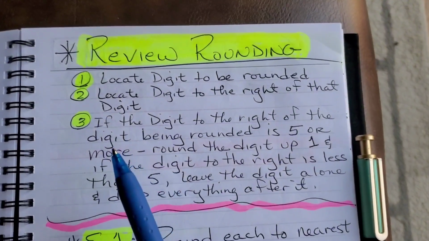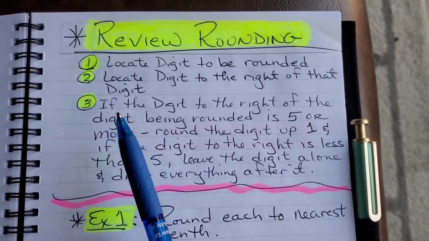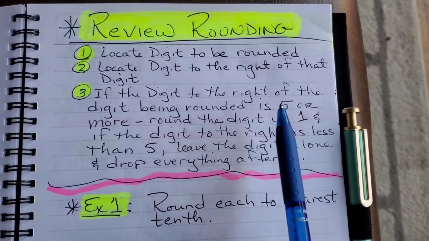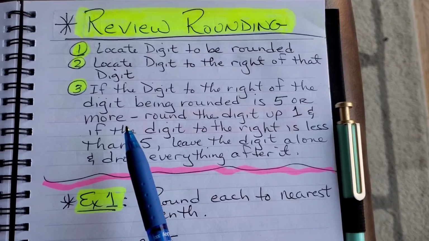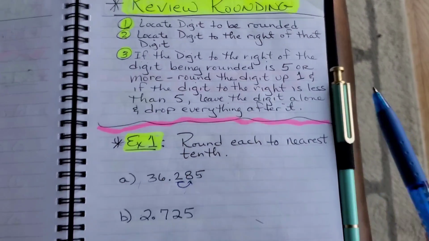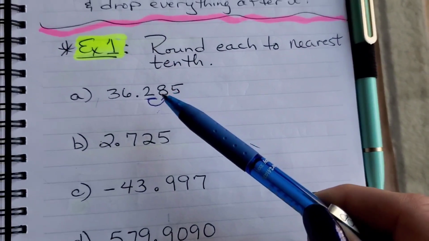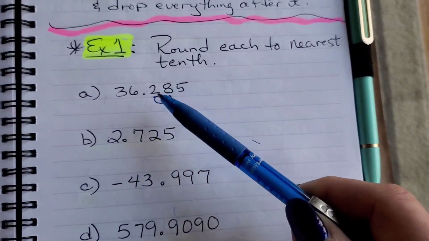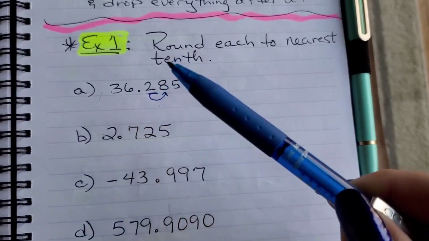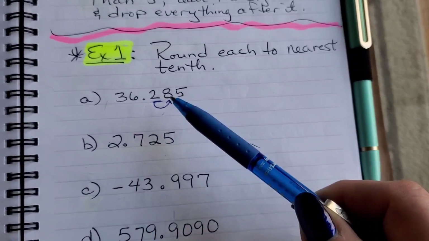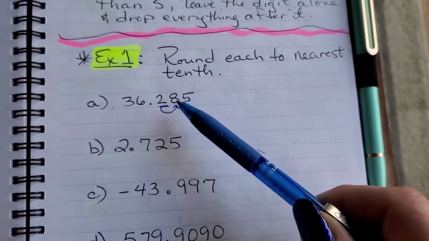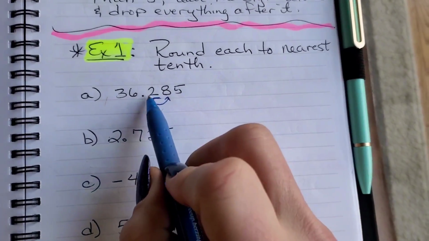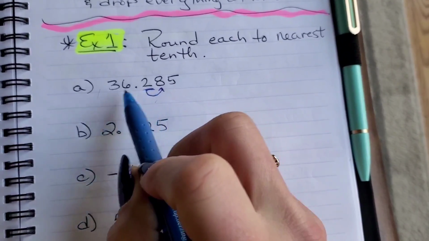Okay? So now, last rule. This is what I was just talking about. If the digit to the right of the digit being rounded is a 5 or more, round the digit up 1, okay? If this digit is less than 5, then of course we would just drop it and leave this number in the tenths place alone. But the rule said if this was 5 or more, and 8 is definitely more than 5, we are going to round this 2 up. So everything that comes before the digit that we are rounding, we leave alone.